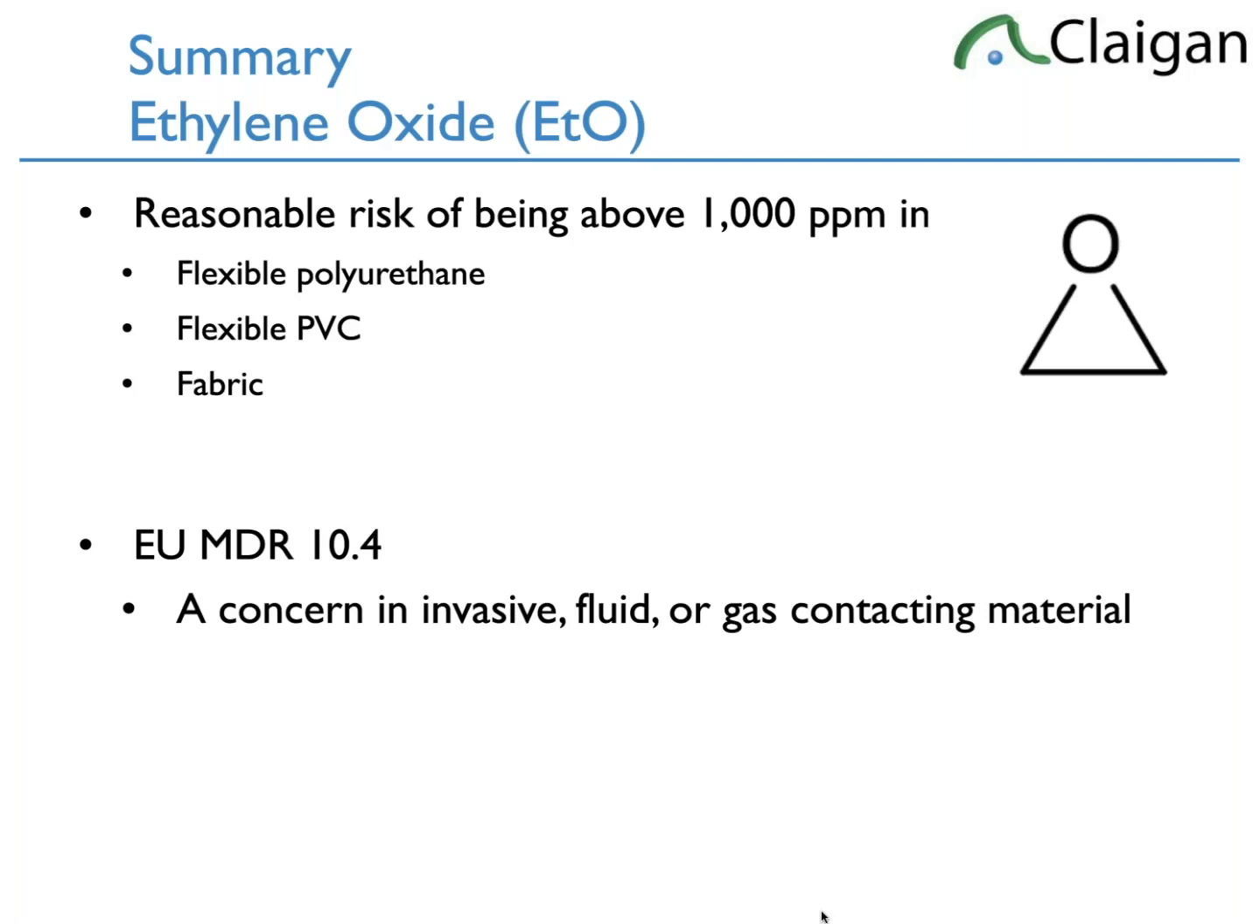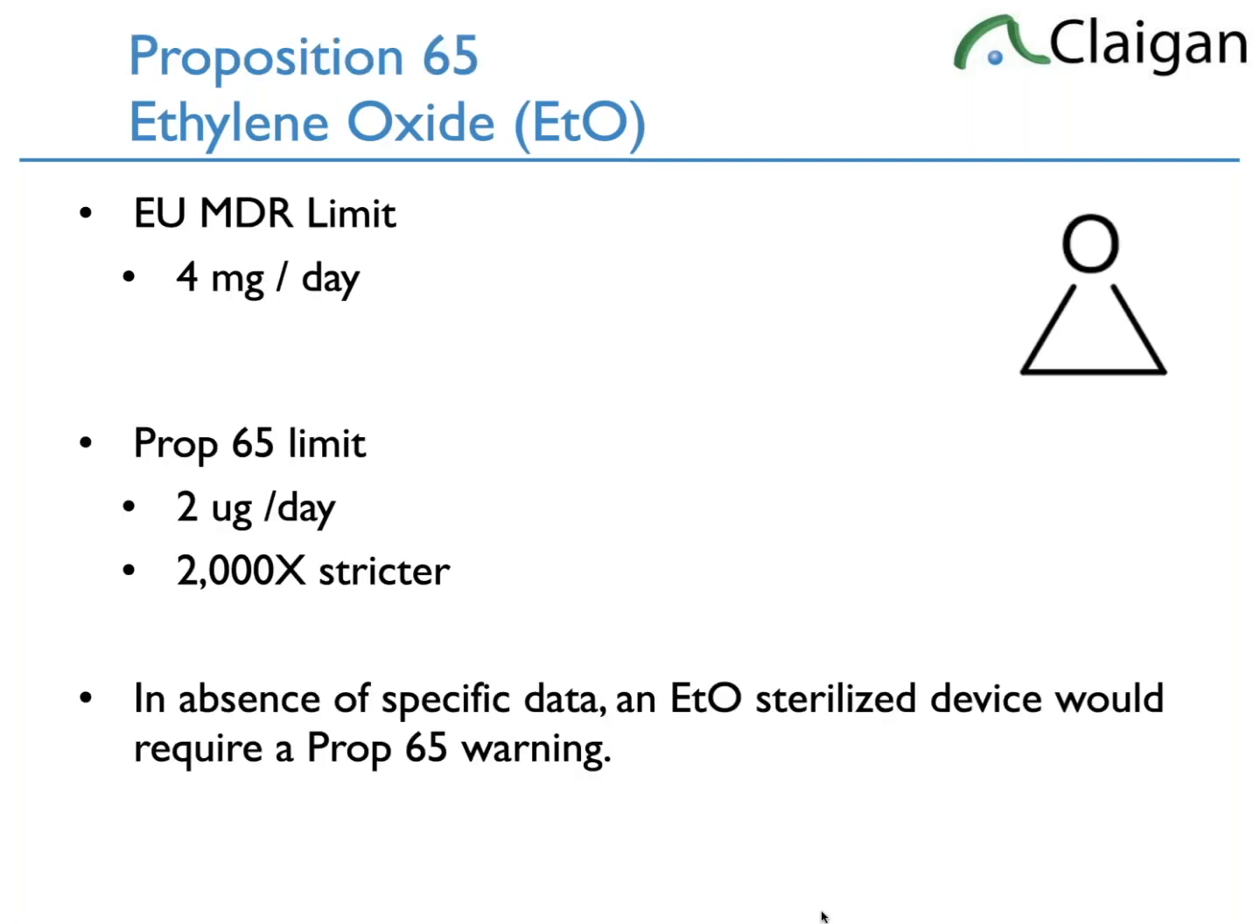The risk is there. Now that's EU MDR section 10.4, whether it's over 1,000 ppm and you need to label and justify it. It's also governed under Prop 65. The EU MDR limit, more or less, is 4 milligrams per device or per day. The Prop 65 limit is 2 micrograms per day. It's 2,000 times stricter. Let's just assume if you use ethylene oxide sterilization, you're going to need a Prop 65 warning. You're going to be way above the exposure limit. Prop 65 is generally much stricter than MDR. MDR is generally not terribly strict about limits on substances.